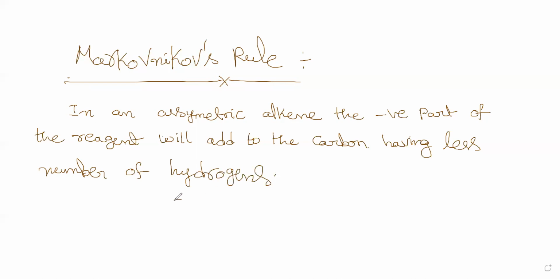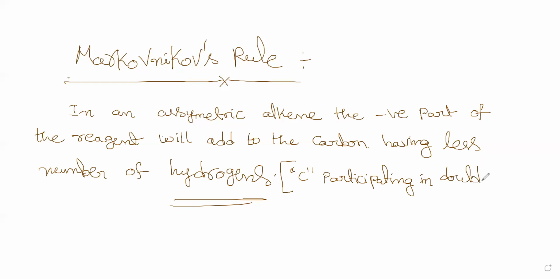The negative part of the reagent in a symmetric alkene will add to the carbon having less number of hydrogens. And you have to remember one thing: the carbon participating in the double bond. Okay, carbon participating in double bond. So look for that. Look for the carbons participating in the double bond. Okay, that's what you have to see.